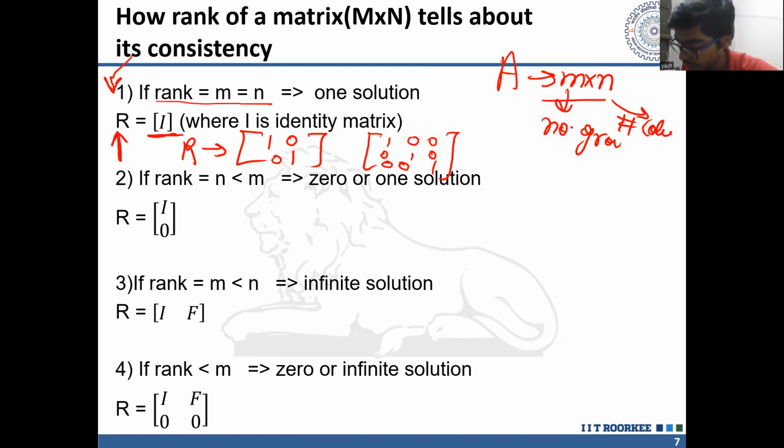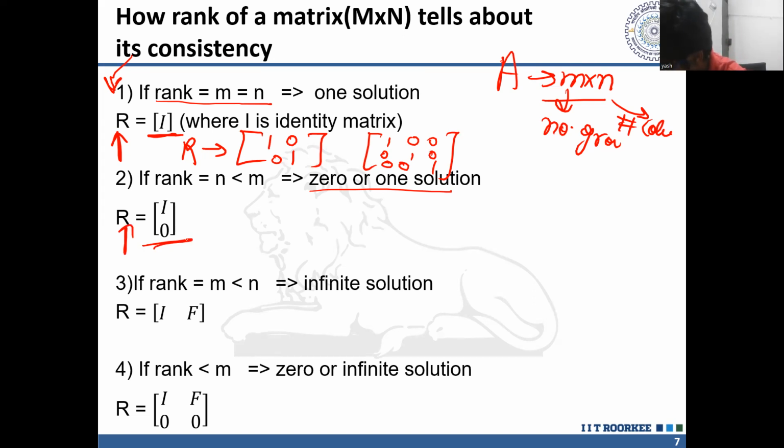In the second case, let us say that the rank is equal to the number of columns but is less than the number of rows. In that case, 0 or 1 solution may exist. So we cannot say that the system will always be consistent. It may happen that the system is inconsistent, but it is also possible that it is consistent with one solution. In that case, the row reduced echelon form will look like this.